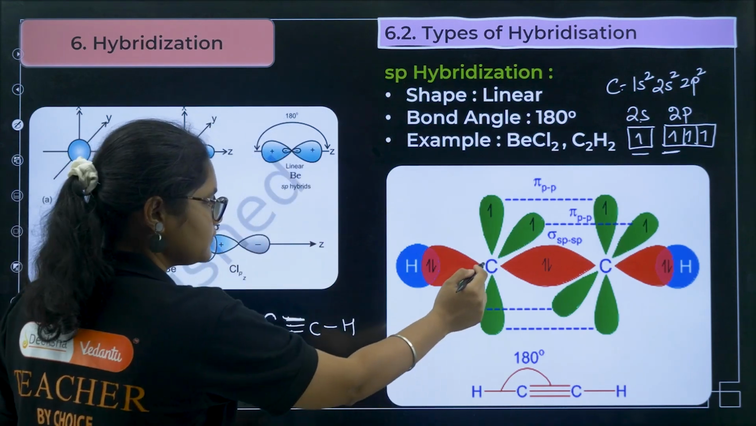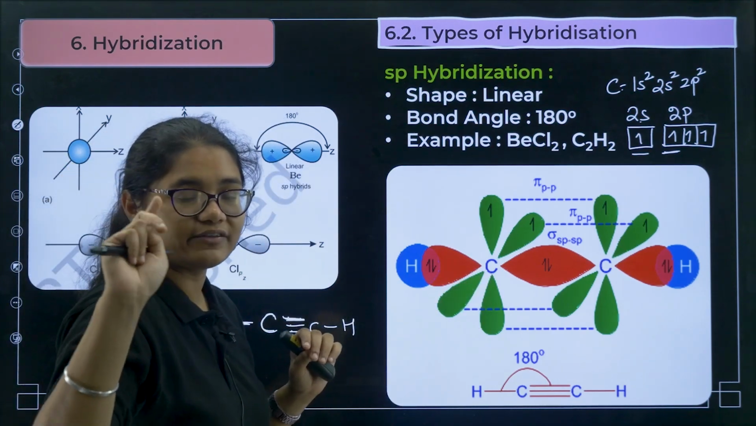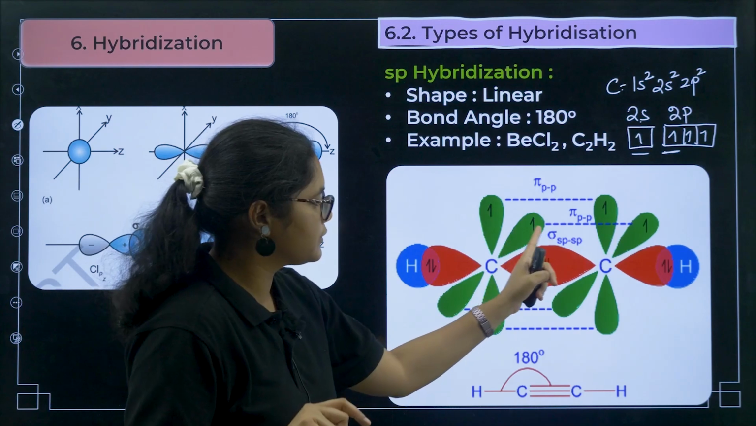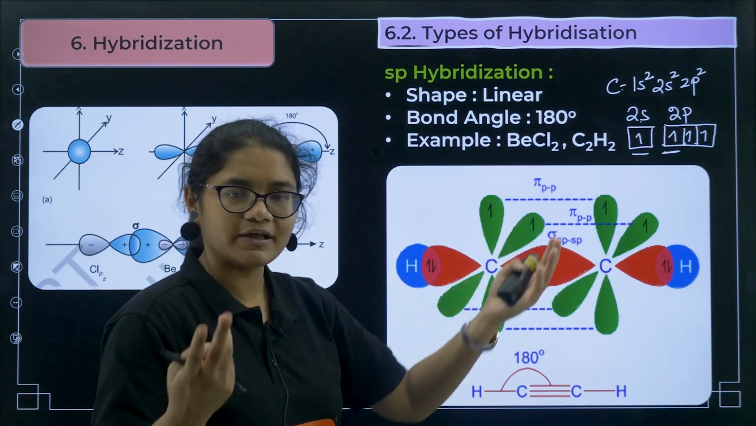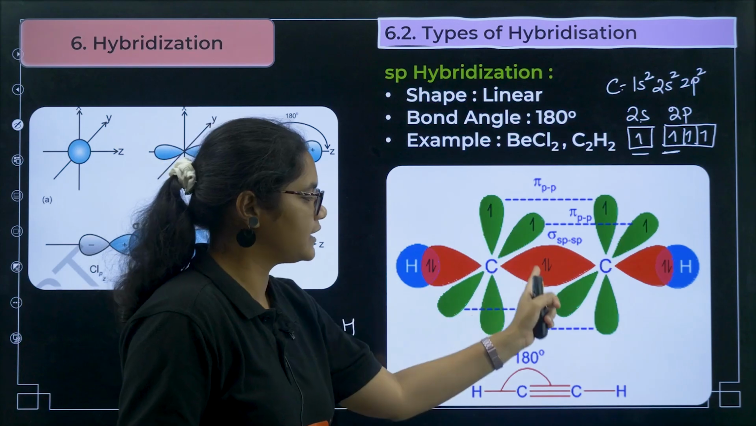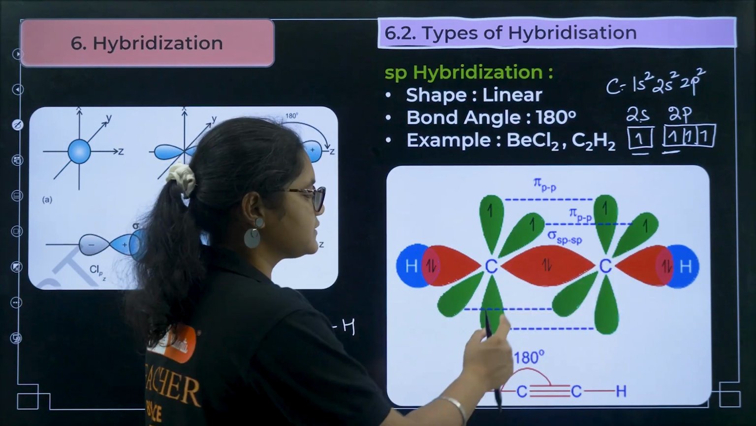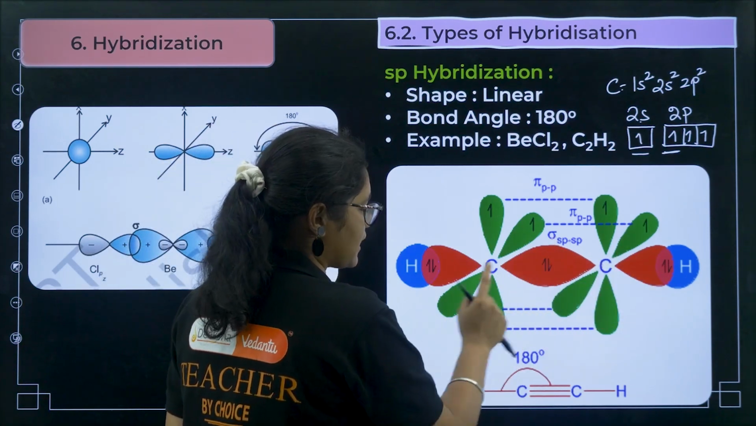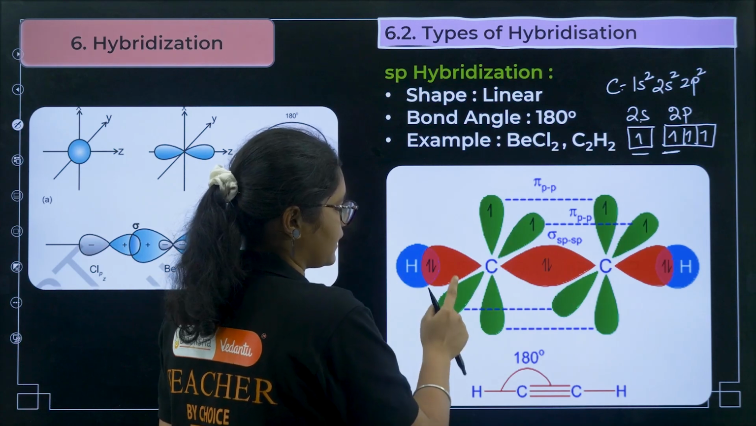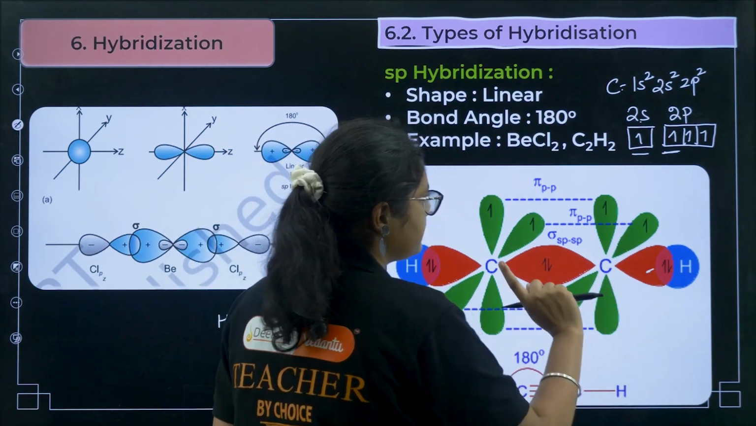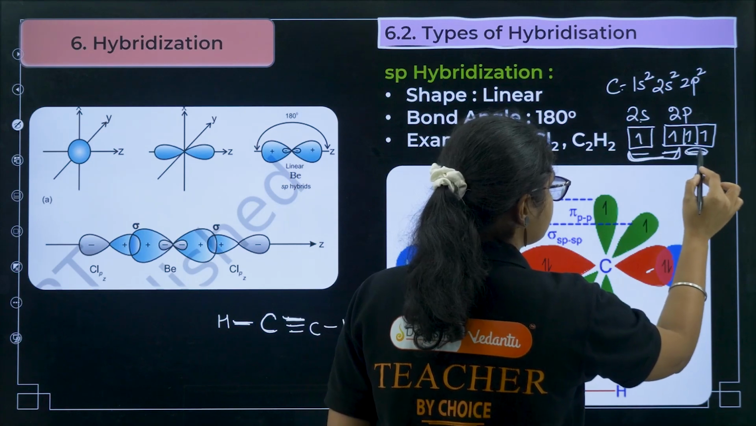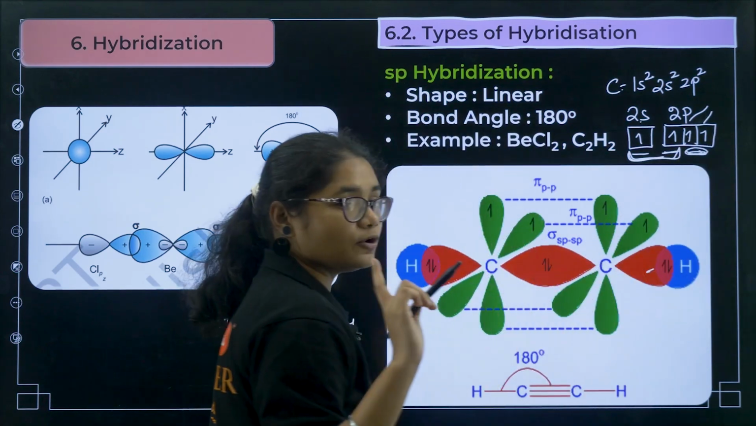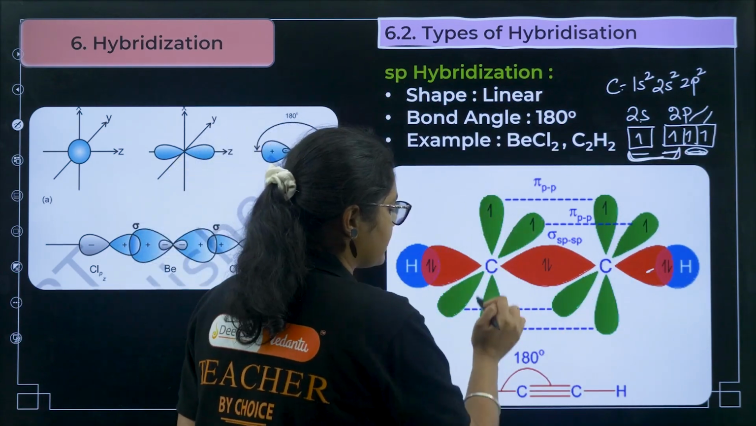So now this carbon has two sp hybrid orbitals. One is this red color and this red color. Similarly, this carbon will also have two sp hybrid orbitals, this sp and this sp. So now the carbon-carbon bond is formed, and here a carbon-hydrogen bond is formed, and here a carbon-hydrogen bond is formed. Now this has undergone hybridization. There are two p orbitals which are not hybridized, that is the green color p orbitals.